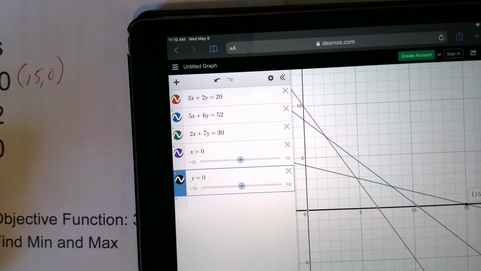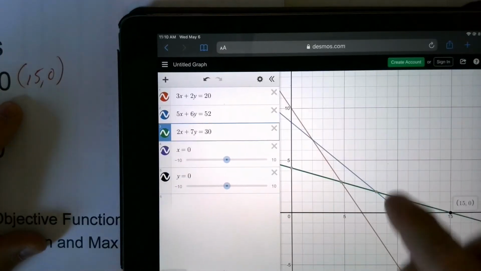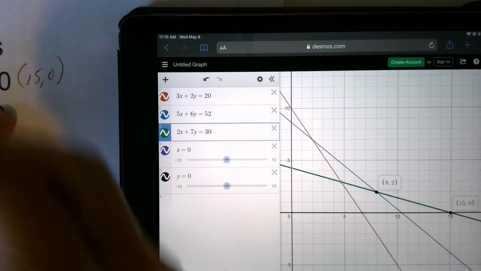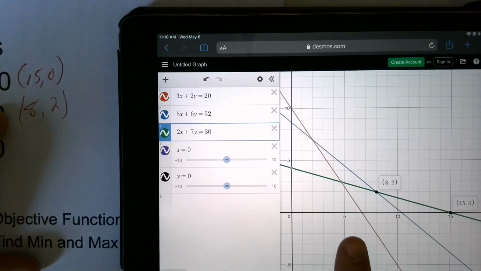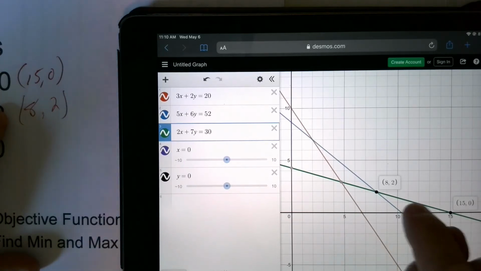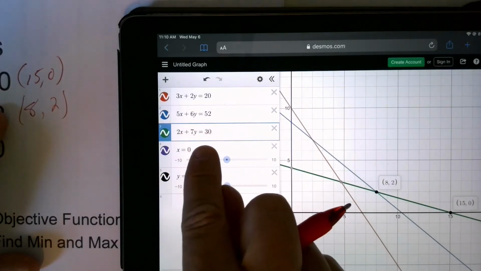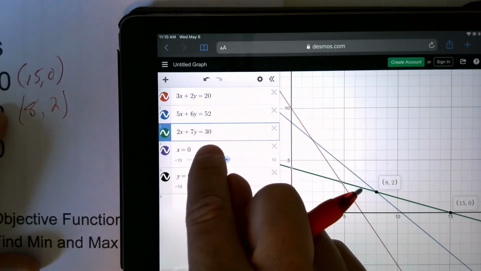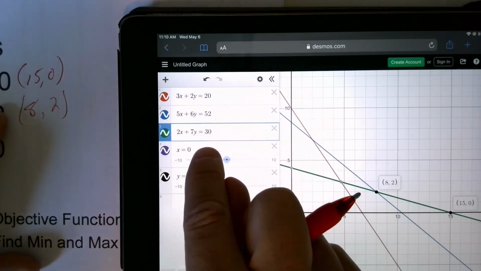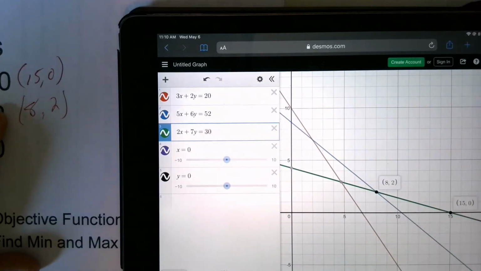That's one of my critical points, 15, 0. And then I'm going to tap here and find that one. That one's 8, 2. So 8, 2, that's another one of my critical points. And again, if I didn't have Desmos right now, I would have to take the green line and the blue line, which is 5x plus 6y equals 52, and 2x plus 7y equals 30, and solve that using a system of equations. Again, substitution, linear combination, matrices, Cramer's rule, whatever I want to do. But bam, I can just tap on it.